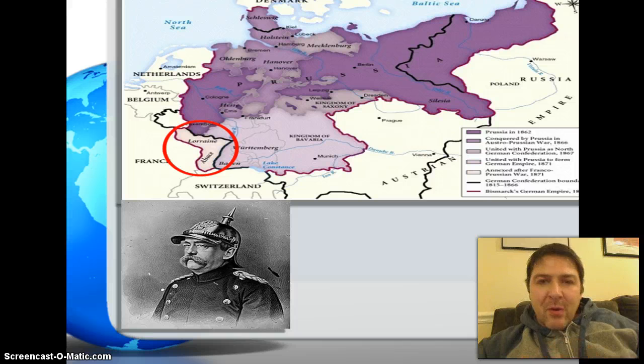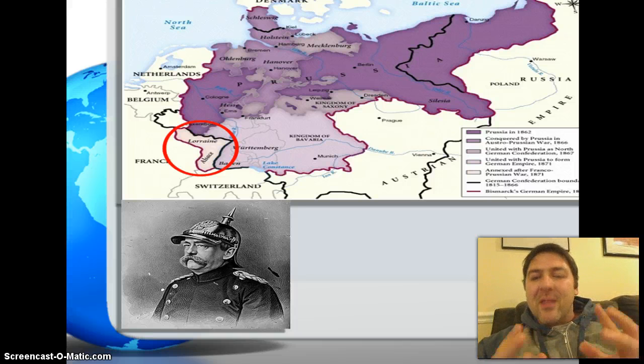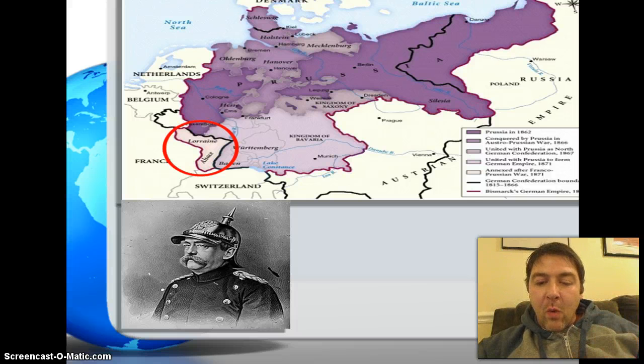Okay, and Bismarck thinking these are German people, German speakers, they belong to Germany. How do I get them to join? And in Bismarck's mind, the way to get them to join was to declare war on France. And by going to war against France, Alsace and Lorraine are caught in the middle. They're going to side with Germany. Germany defeats France in this war, and these areas join into what's now Germany.